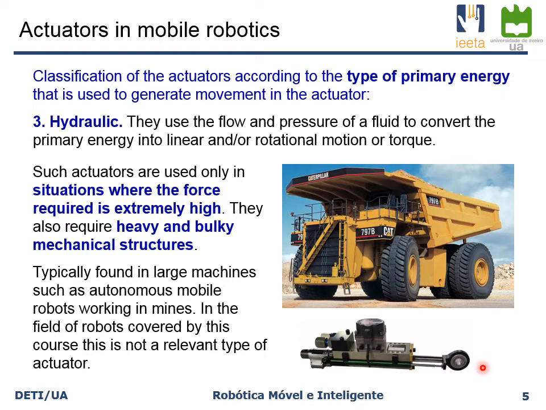So another example is here. This is a pneumatic linear actuator, which means that it produces linear movements using a fluid to convert this primary energy into the linear movement itself.